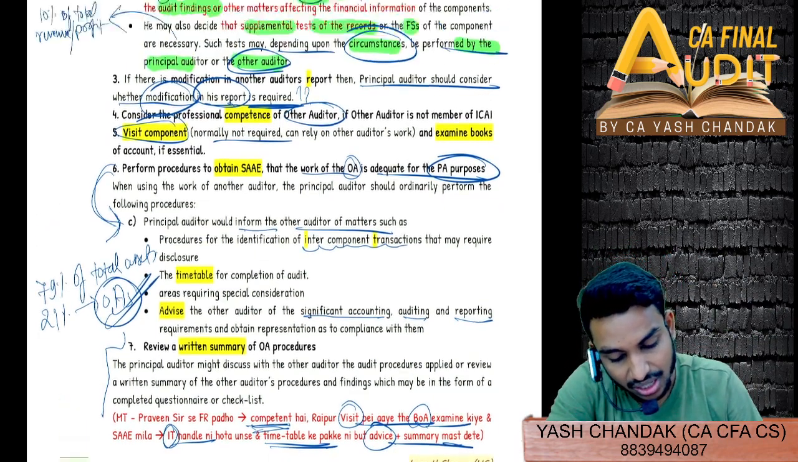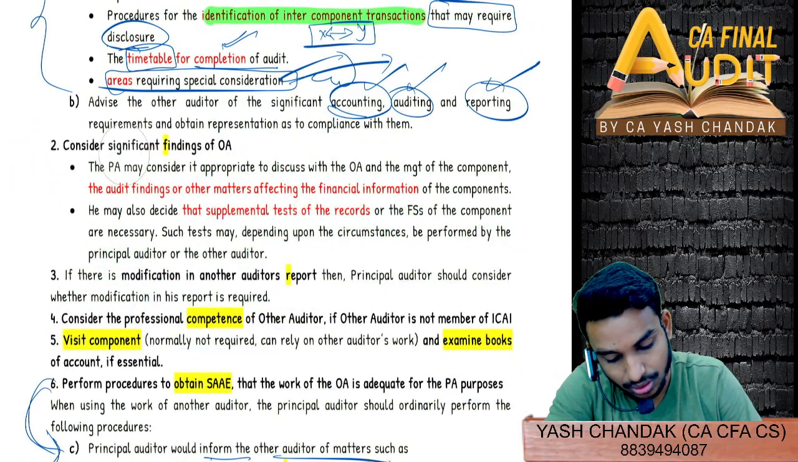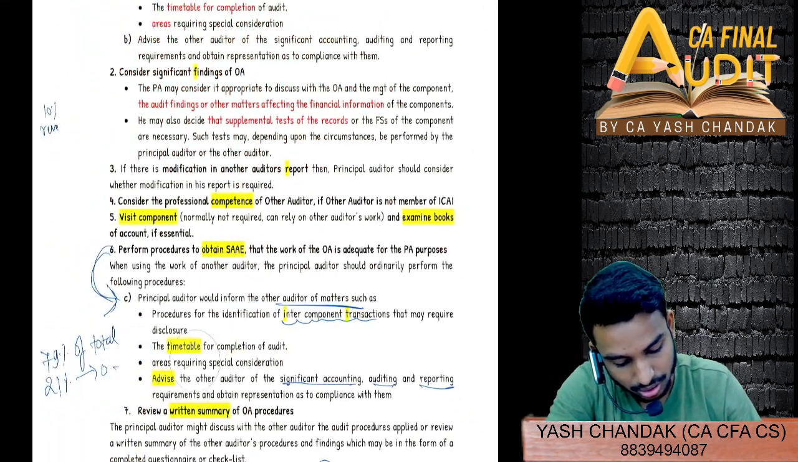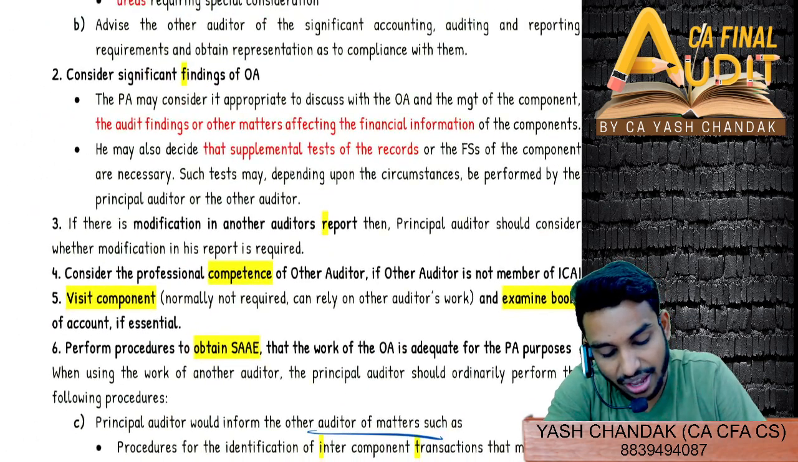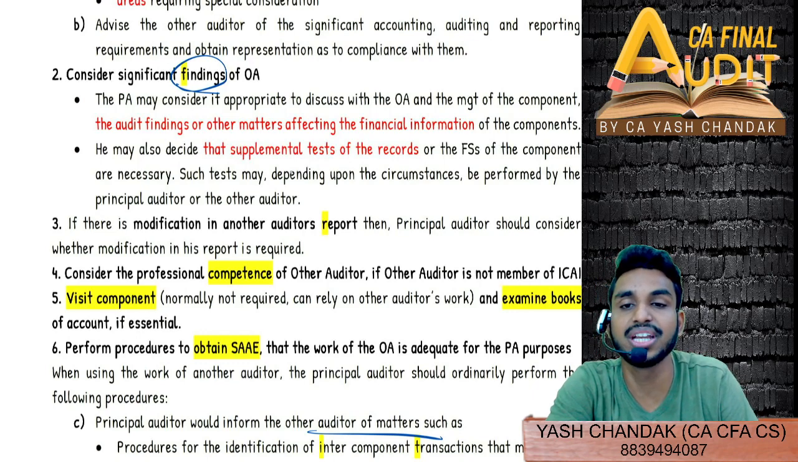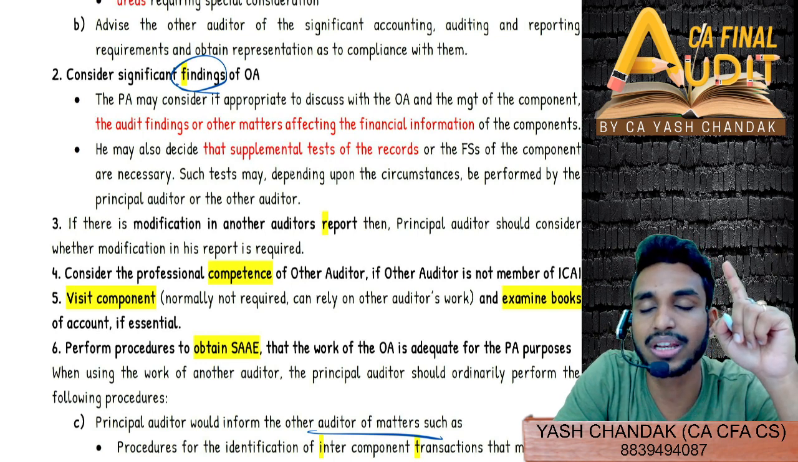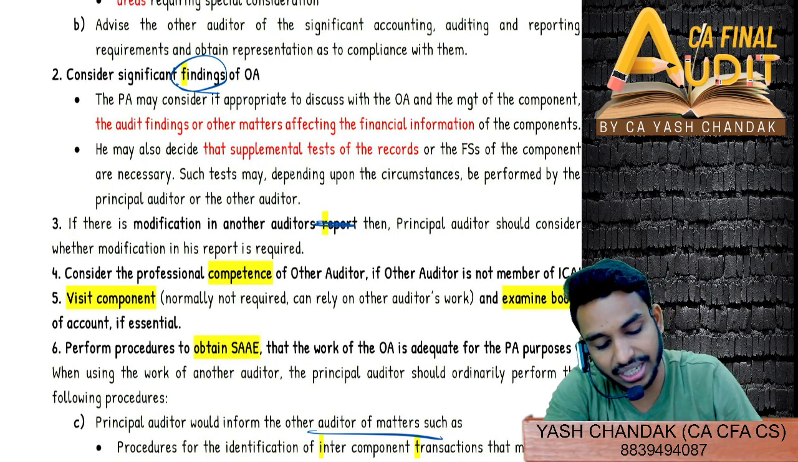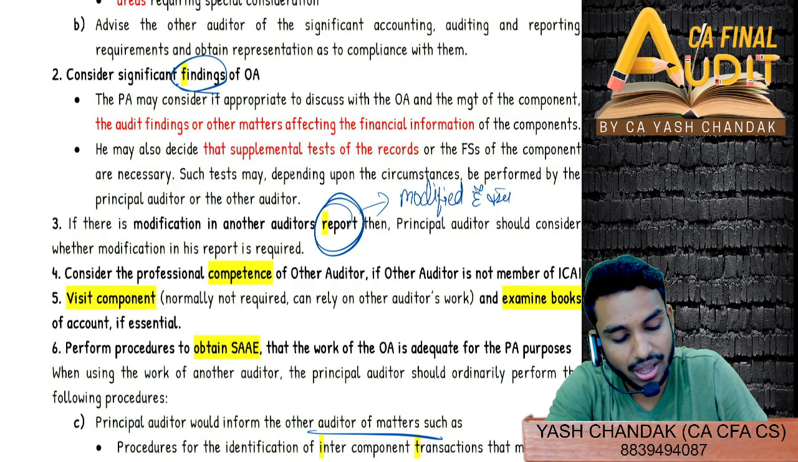So see Praveen sir FR. So Praveen sir FR will be what? F will be findings, any significant findings of the other auditor. I told you, for any finding you will need to discuss with the other auditor and discuss with the management. So F stands for findings, R stands for report: is there any modification in the auditor's report? Is the report modified?